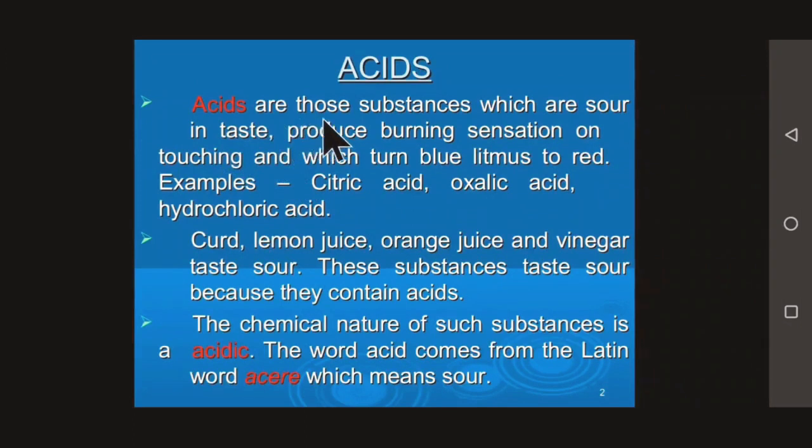Acids are those substances which are sour in taste, produce a burning sensation on touching, and turn blue litmus paper to red. A few examples are citric acid, oxalic acid, hydrochloric acid, etc.